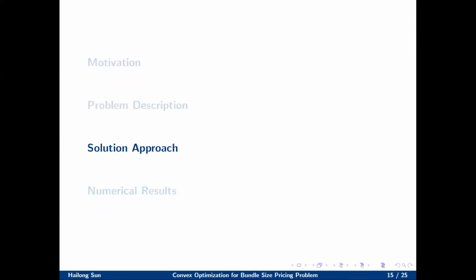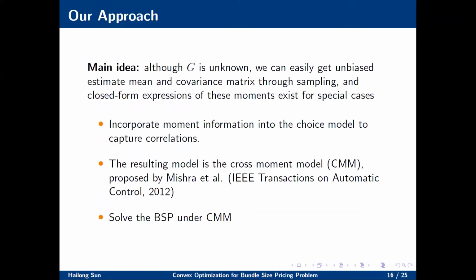Okay, so next, let me introduce our approach. The main idea is the following. Notice that although we don't know the distribution G, we can easily get unbiased estimates of the mean and covariance matrix of G by simulation. This is fairly simple, since we only need to draw enough samples from distribution F, the distribution for products. And then we can sort the values and calculate the partial sums. And then we can get the empirical estimates of the moments.